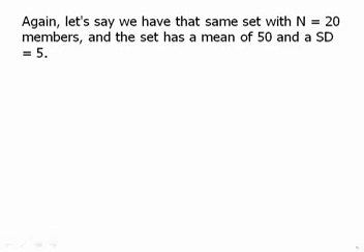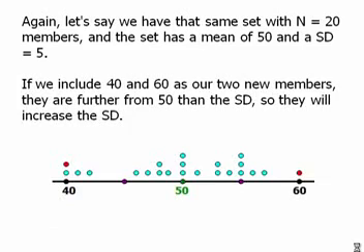Again, let's start out with that same set: 20 numbers, mean of 50, standard deviation of 5. Suppose we include 40 and 60 as our new members. First thing to notice, 40 and 60: one is 10 above the mean, one is 10 below the mean. They're equally spaced around the mean. So that means they're not going to change the mean. The mean of the new set is also 50. Well, right away, that's good. That means that none of the other deviations change.